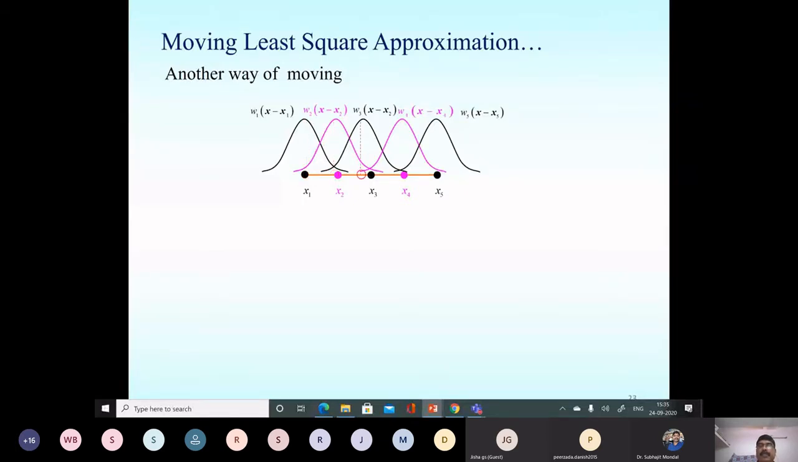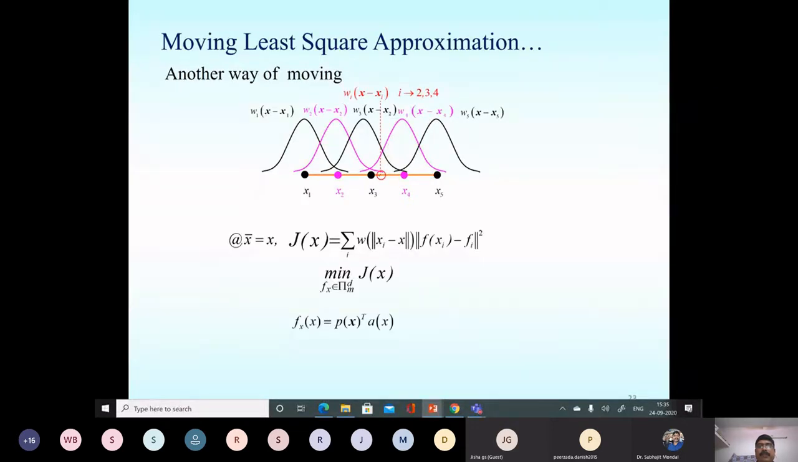Again, if I look at this particular point, nodes 2, 3, and 4 are affecting it. Okay, so at x bar equal to x, at this point you do a minimization. Now if I take another point somewhere here, I'll have to do a different minimization again. So basically at each point your a values will be different. That means a is going to be a function of x. That's why your approximation has to be something like p transpose a(x). So at every point a will change. That is the meaning of a as a function.